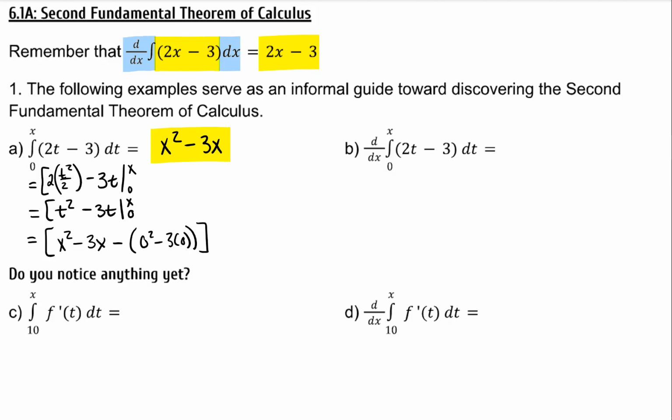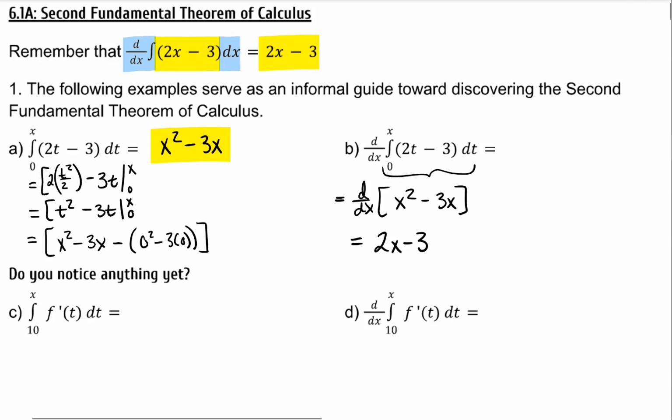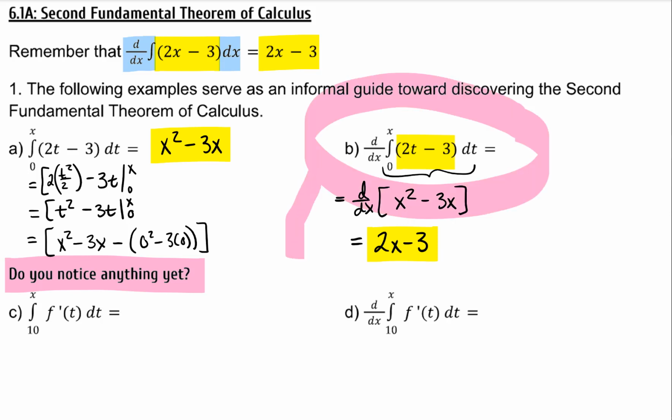Notice for part B, we have the derivative of an integral. Well, I already know that this integral is equal to x squared minus 3x from part A. And then we would derive that. And we end up with our integrand in terms of x rather than in terms of t. Do you notice anything yet? It appears that deriving an integral from 0 to x simply gives us the integrand in terms of x.